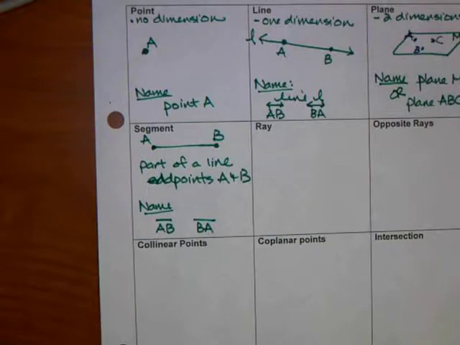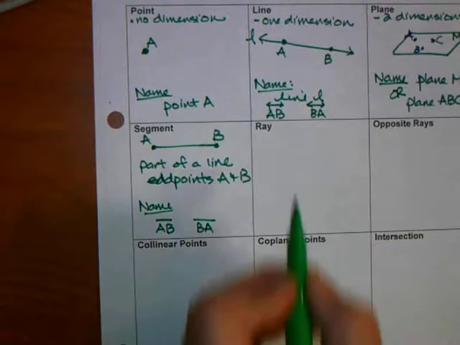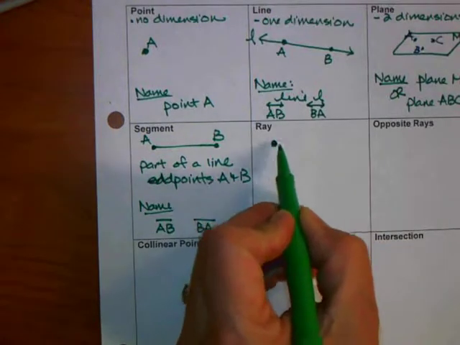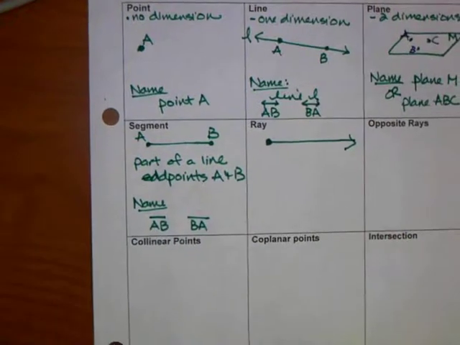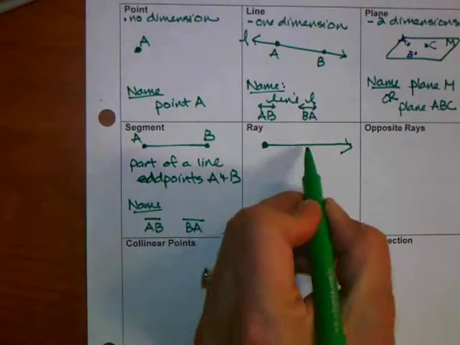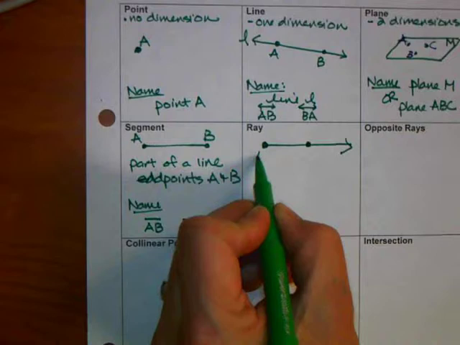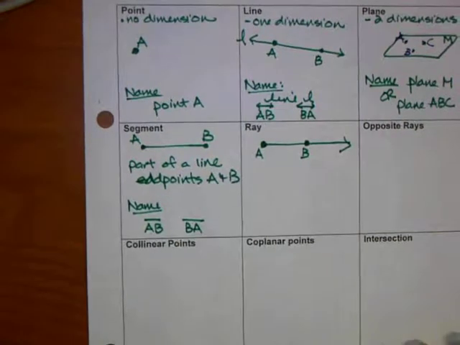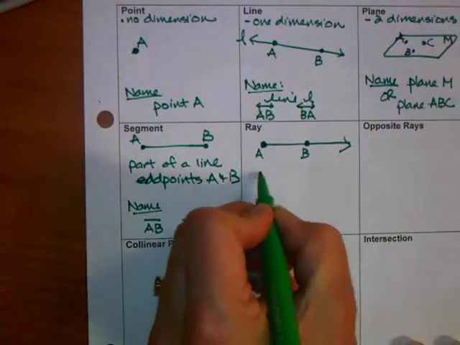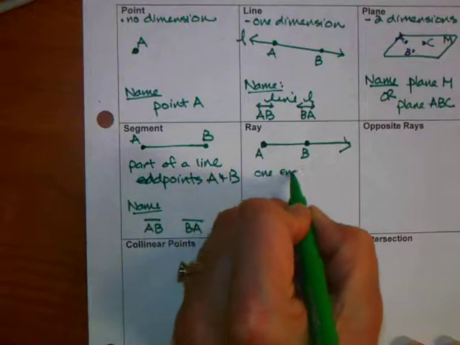Segment AB, segment BA. Does anybody know what a ray is? It's like a line that ends on one side. That's a ray of sunshine. But it also always has another point, usually. So I'm going to say A and B. So a ray has one endpoint.